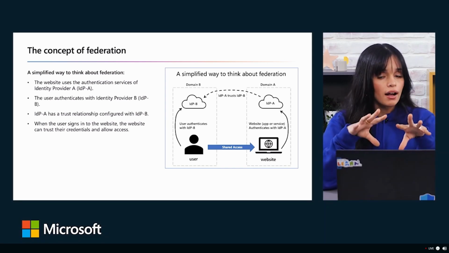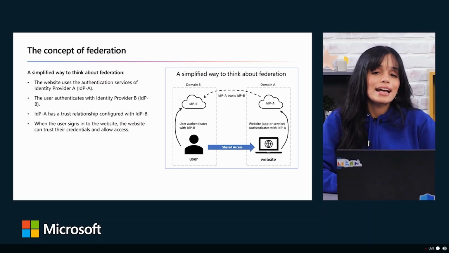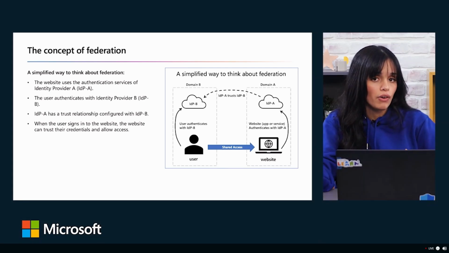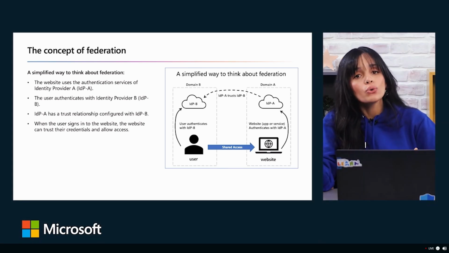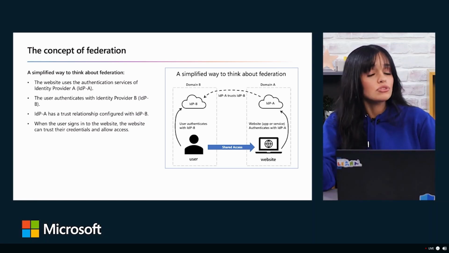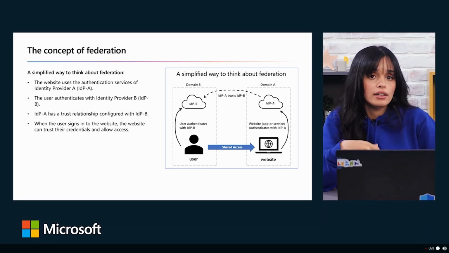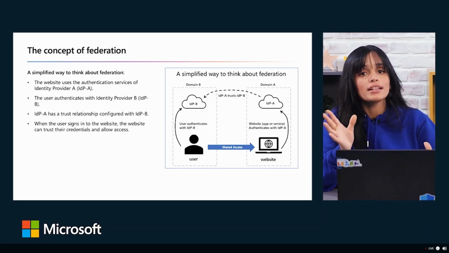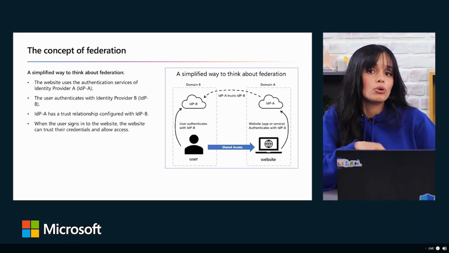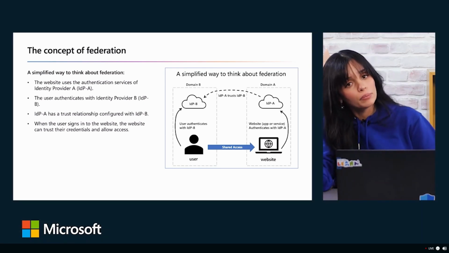Now we have a website running within domain A. This website has a trust relationship built with its identity provider, so it knows anything that's within its environment. We also have domain B. This is a separate environment which has its own identity provider that can authenticate all the services within that domain. We also have a user that sits within domain B that has authenticated itself to identity provider B.